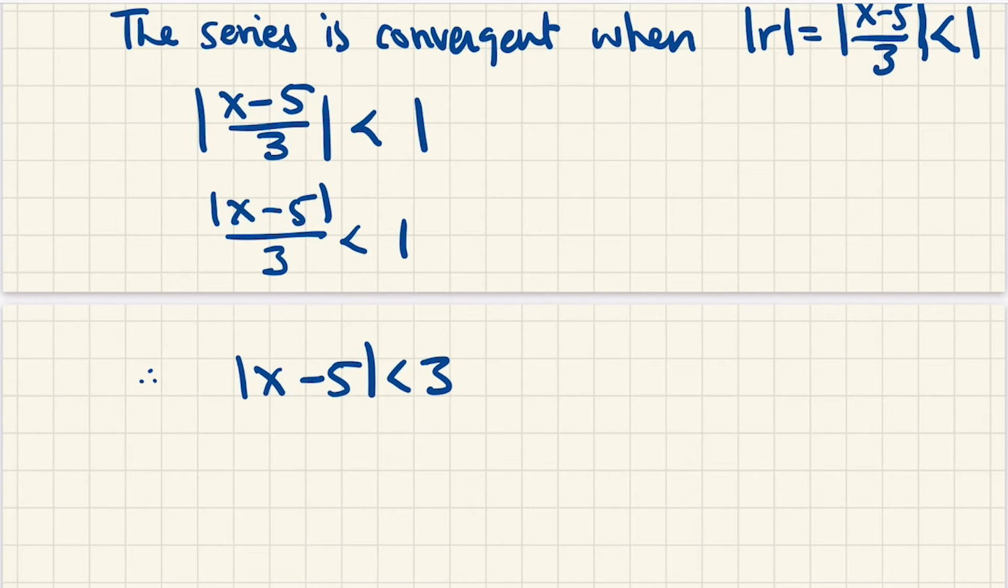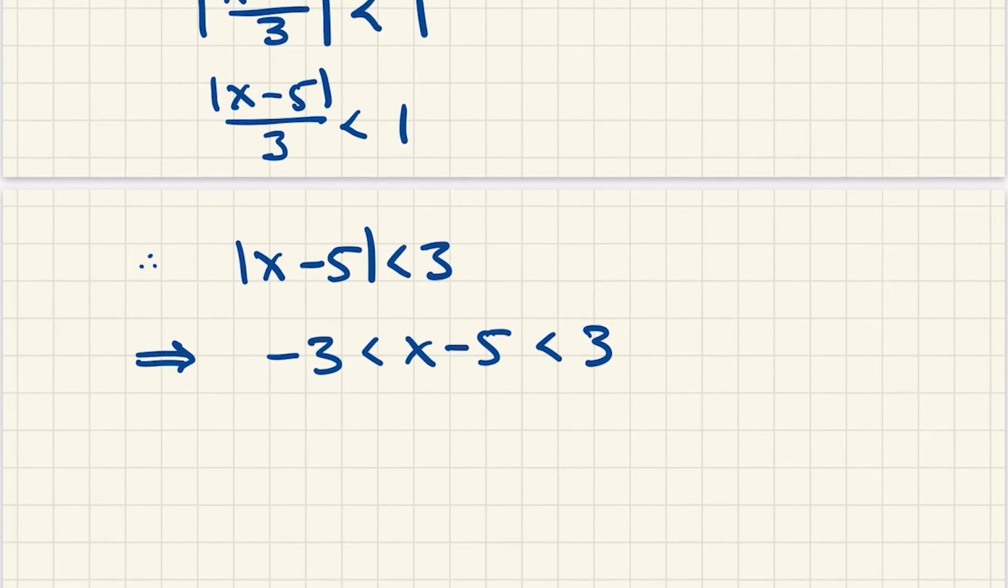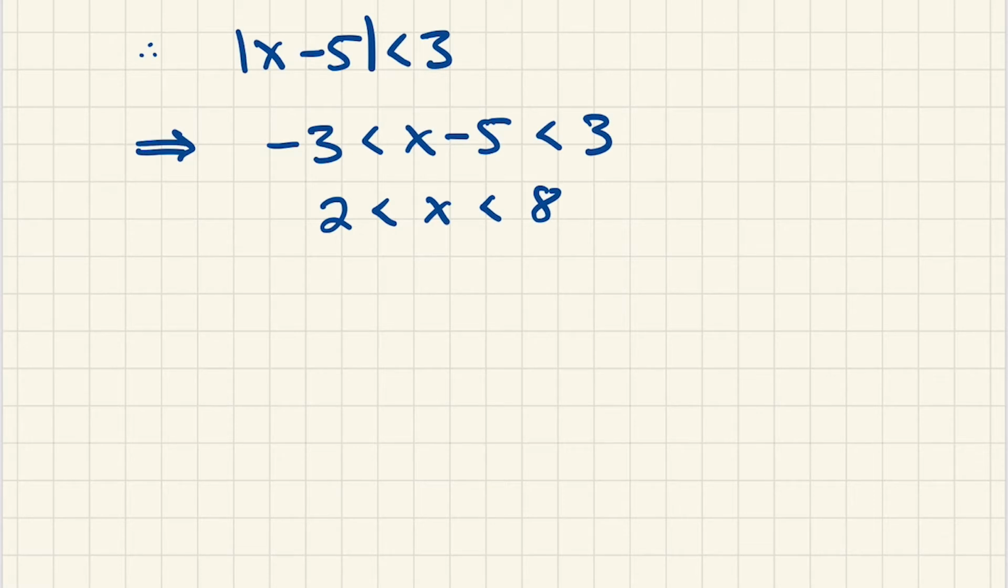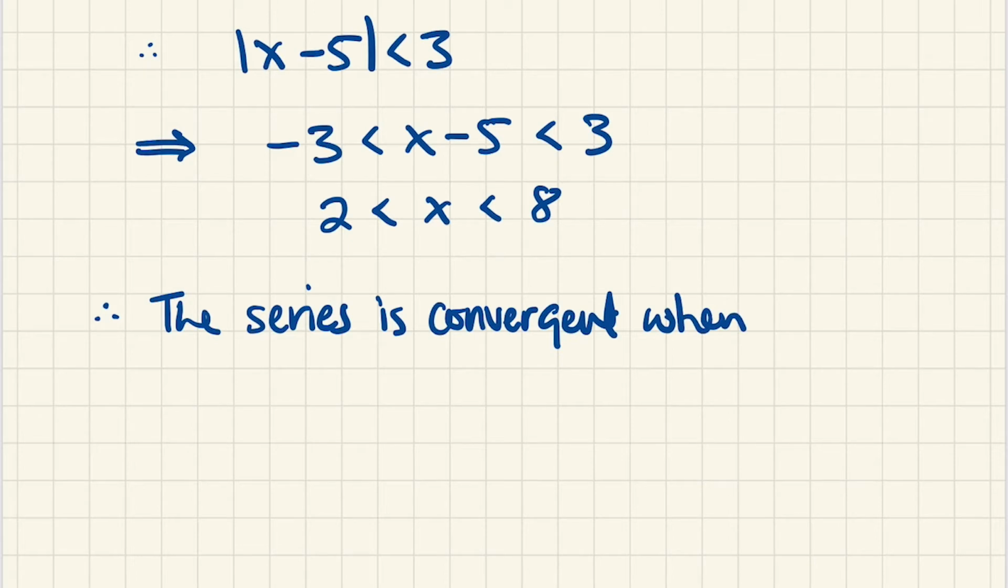And that is equivalent to saying that x minus 5 is between -3 and +3. So if we just add 5 to all sides of this, we get 2 is less than x is less than 8. And those are the bounds on x for which the series is convergent. So we'll say the series is convergent when x is between 2 and 8, strictly between them. Or you could say when x is in the interval (2, 8).